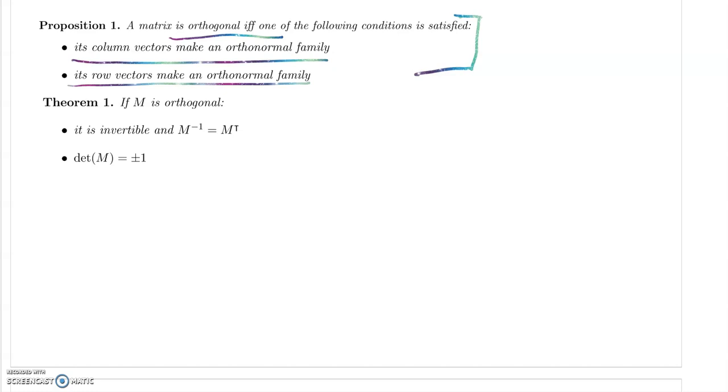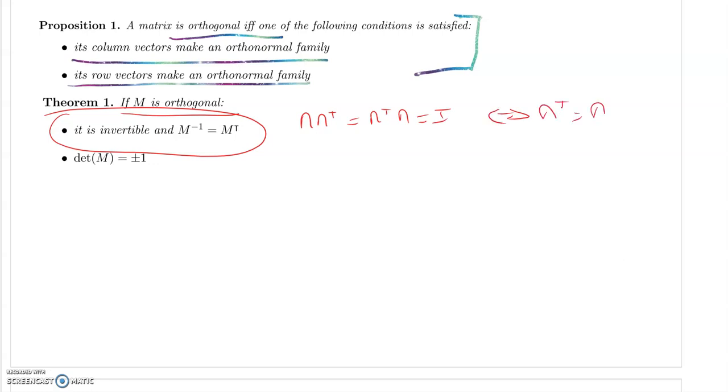All right, and the next theorem tells you that if you've got an orthogonal matrix M, then it is invertible. Of course, that's the definition. The definition tells you it's orthonormal, and that really means that M transpose is M minus 1. That's just the definition of orthogonal and the definition of inverse matrix. And then we get that the determinant of M is plus or minus 1. Also, that comes very naturally from the properties of the determinant.